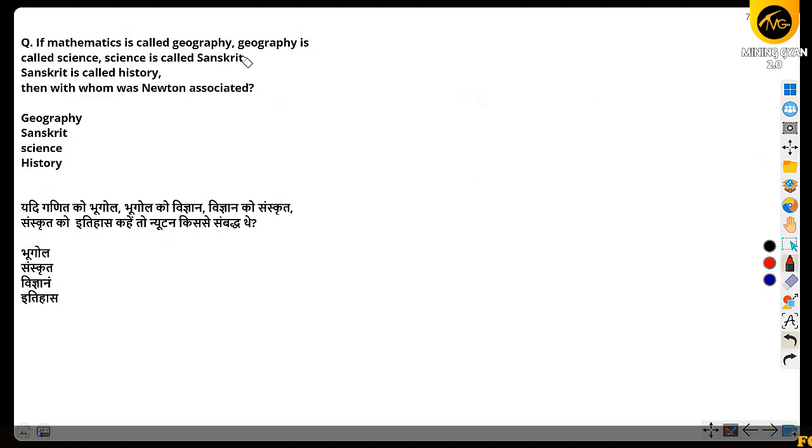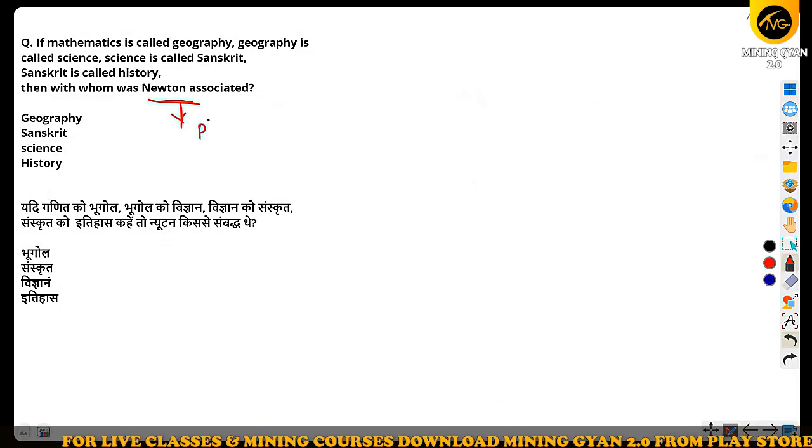Suppose another question is, if mathematics is called geography, geography is called science, science is called Sanskrit, Sanskrit is called history, then with whom is Newton associated? Just find out with which subject Newton is associated. We already know Newton is a great physicist, so Newton is related to physics.